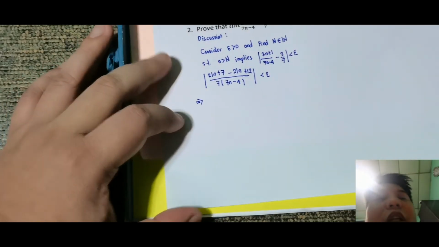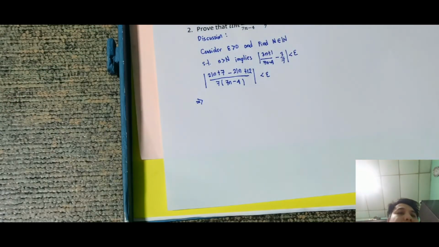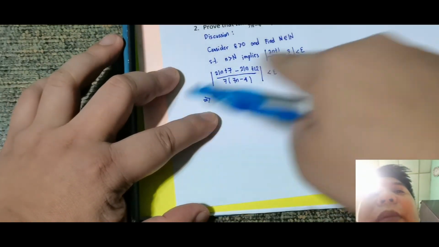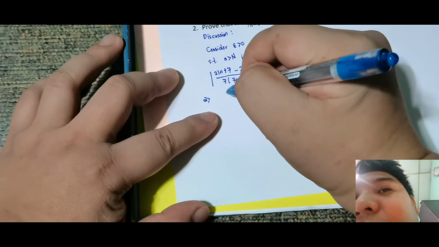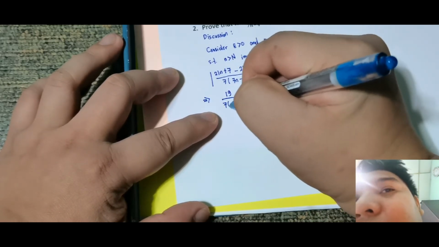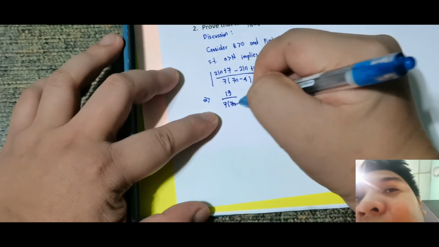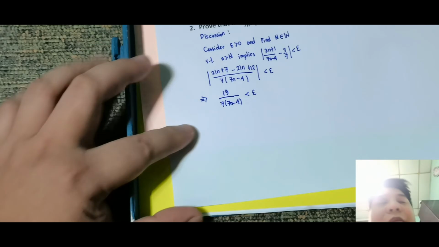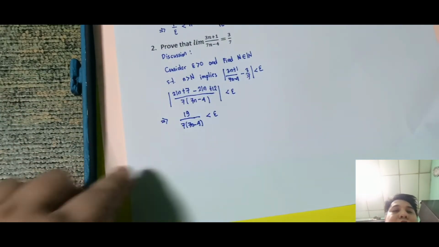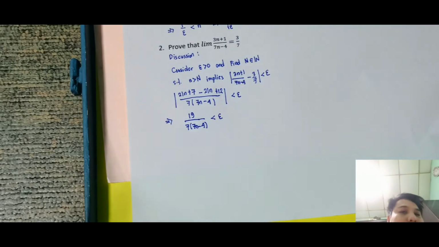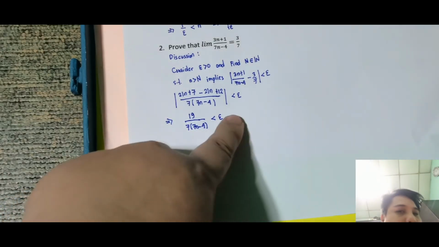Right. So I'll also drop our absolute value. Let me repeat: I drop the absolute value, 21n minus 21n is 0, 7 plus 12 is 19. So what happens is 19 over 7 times 7n minus 4, less than epsilon. Okay, now I'll manipulate this. The epsilon I'll bring over here, and the 7n minus 4 I'll bring over there.